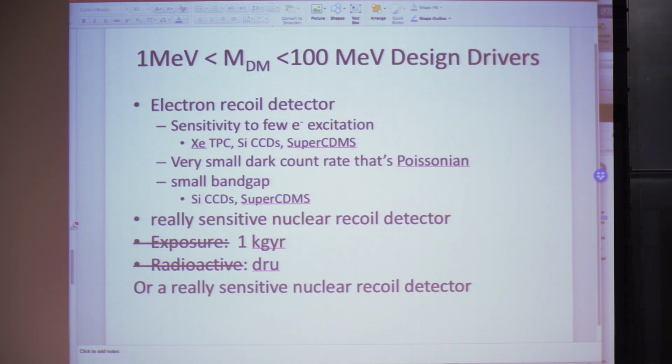So far, here are the design drivers in this range. You must have sensitivity to electron recoil, to single electron-hole pairs, 2 electron-hole pairs, 3 electron-hole pairs. And the experiments that have shown this so far are xenon TPCs, silicon CCDs, SuperCDMS. We need to have a very small dark count rate that's Poissonian and has no non-Poissonian component. By the way, PMTs have a horrible non-Poissonian component.